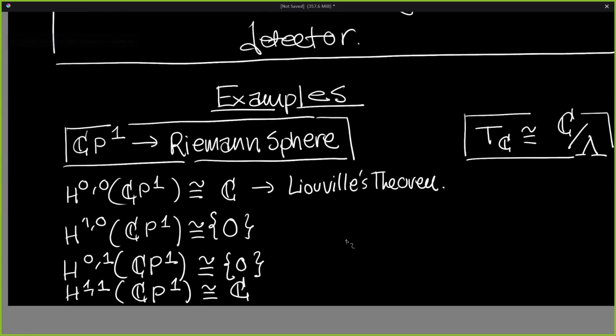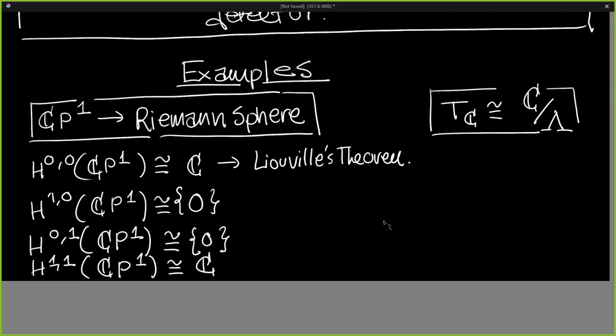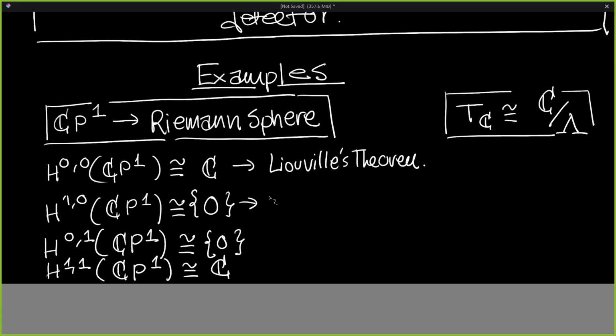Because H00 is talking about zero forms, right? And zero forms are always holomorphic or anti-holomorphic functions. All right. So this is guaranteed by something called Riemann-Roch's theorem. Well, I shouldn't say guaranteed. It's forbidden by Riemann-Roch's theorem.